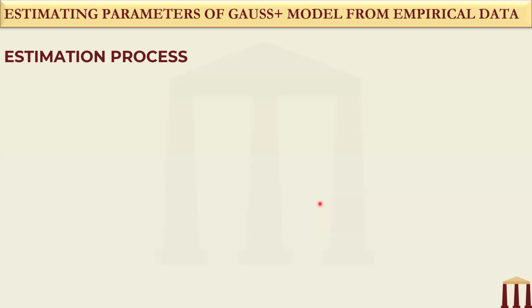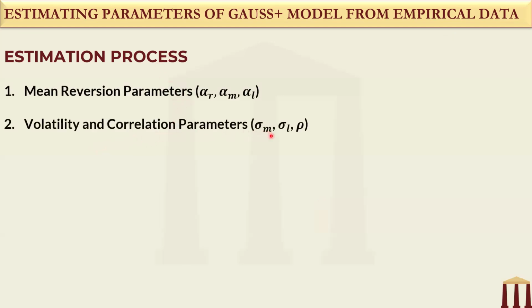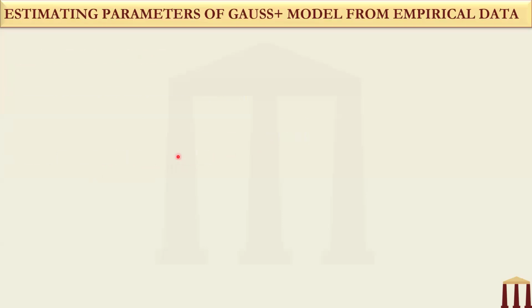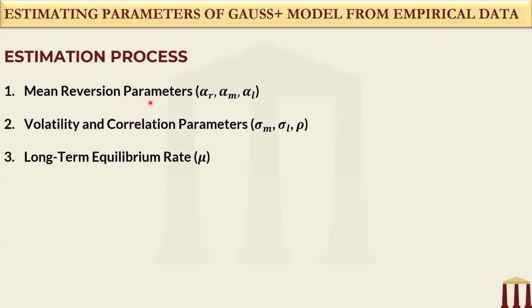So what are we estimating? You can think of the whole estimation process in 3 stages. You can have the mean reversion parameters first, then volatility and correlation parameters next, and finally the long-term equilibrium rate, which we of course write as mu. So these are the 3 stages. It's not necessary that these will be the 3 stages, but this is the best way to approach the estimation process.